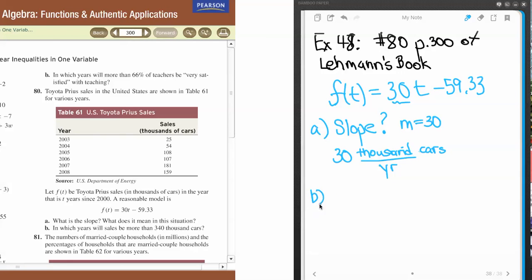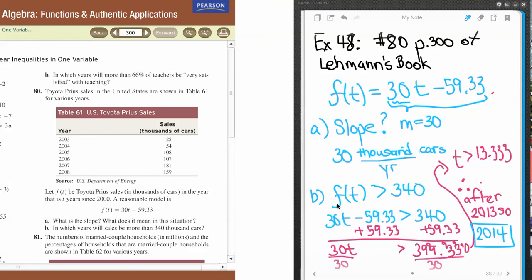Now part B says, in which years will the sales be more than 340,000? And this is where our inequality comes in. So F of t, when will our sales be more than 340,000? That's what we're going to be looking at. So F of t is what this is right here, right? That's F of t. So I'm going to put that on the left, and then greater than 340. You see how it becomes a substitution.